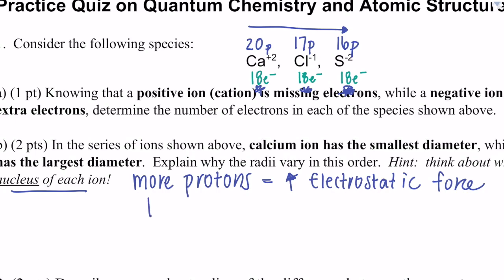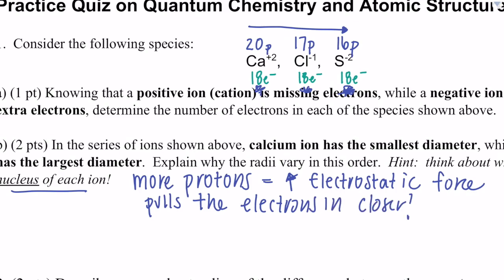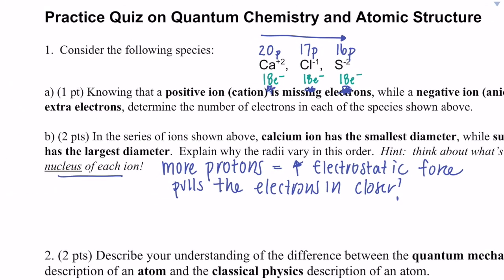Which pulls the electrons in closer. So when the electrons are pulled in closer, that decreases the overall radius of our ion. Meaning calcium is going to have the smallest diameter, and sulfur will have the largest one because calcium has the most protons pulling on those 18 electrons, and sulfur has the least amount of protons pulling those 18 electrons in.